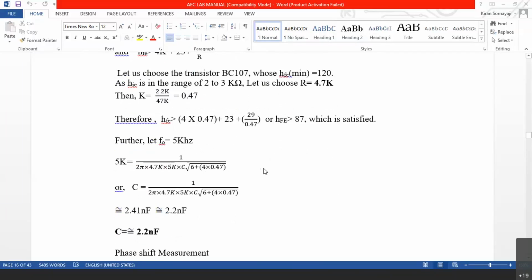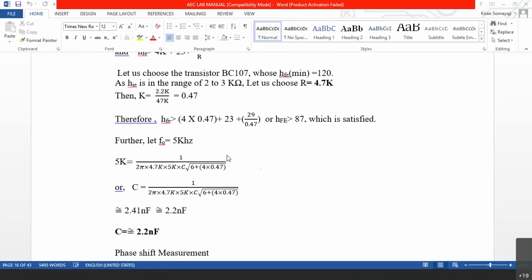Let our designed frequency be 5 kilohertz. So 5K is 1 over 2 pi into R into C, times 1 over the square root of 6 plus 4K. Now we have to choose C. See, C is multiplied here. We want 5 kilohertz, right? So it has to be C equals 1 over, again, don't worry about the upper expression.